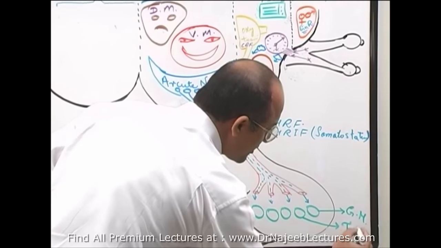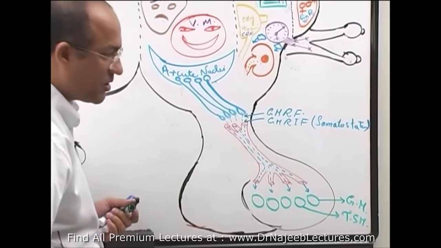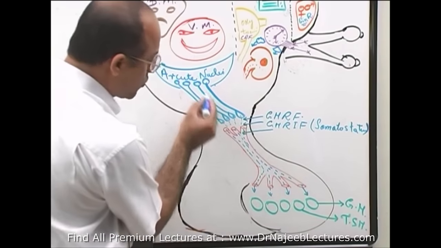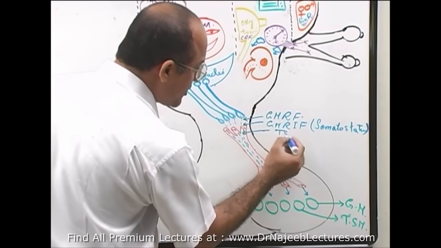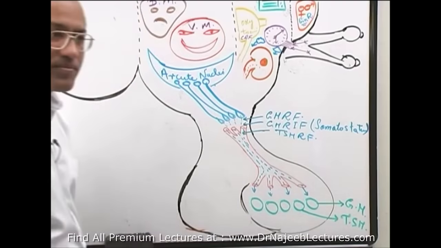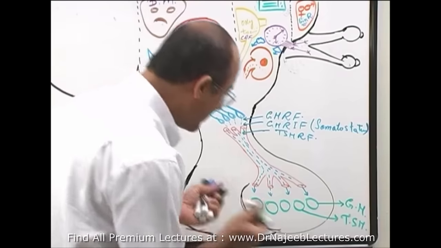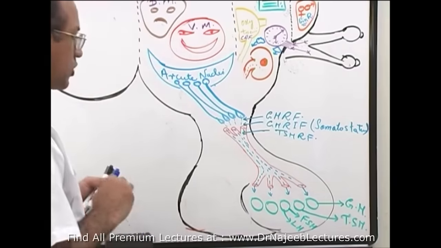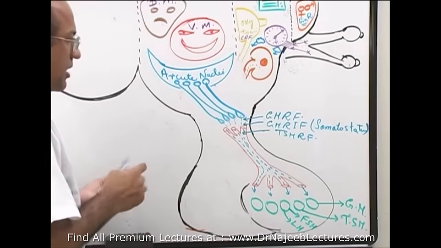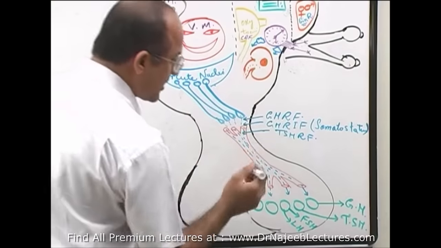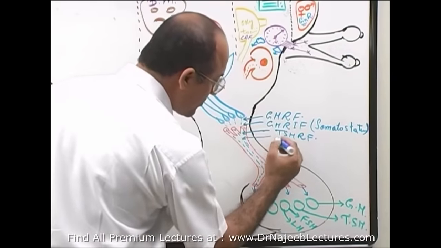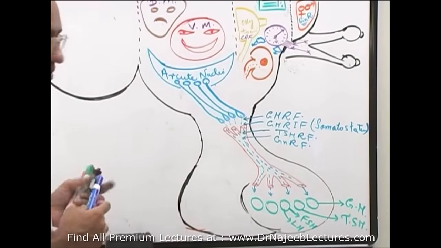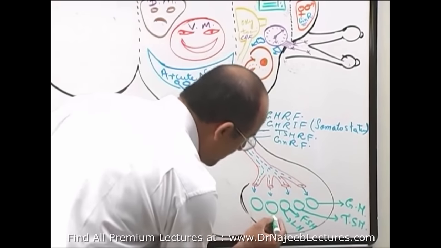Then, in the same way, let us suppose this cell is releasing TSH. TSH is thyroid stimulating hormone. Right? So naturally there must be some factors coming from the arcuate nucleus system, and that is TSH releasing factor. Then you know that anterior pituitary cells can release FSH and LH. And to control the release of FSH and LH from the arcuate nuclear system and also from the preoptic nucleus, there are gonadotropin releasing factors.